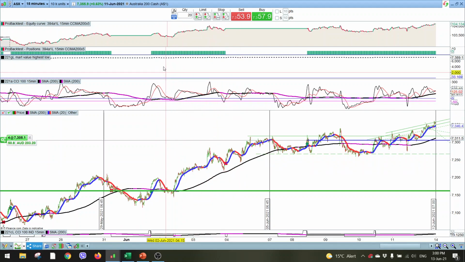It needs to reach our minimum level, but also the CCI needs to run its course and break below the zero before we close out. So that just demonstrates our closure strategy.